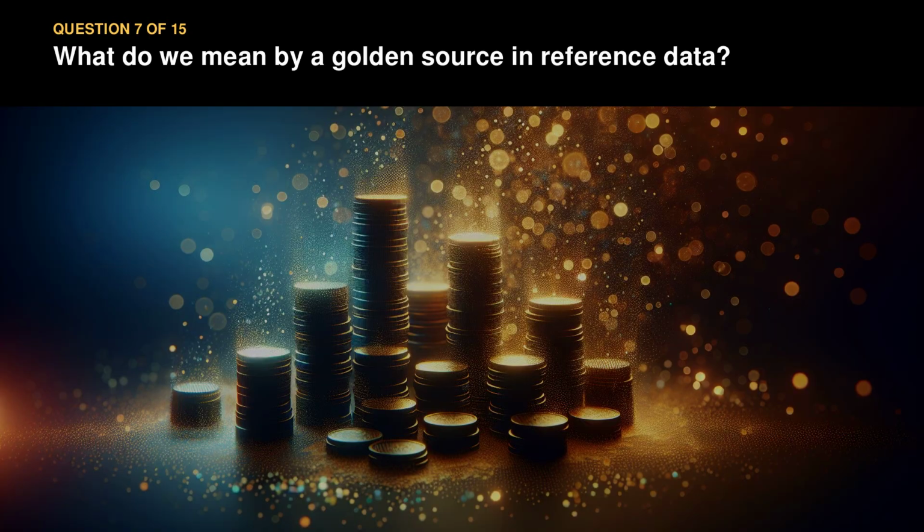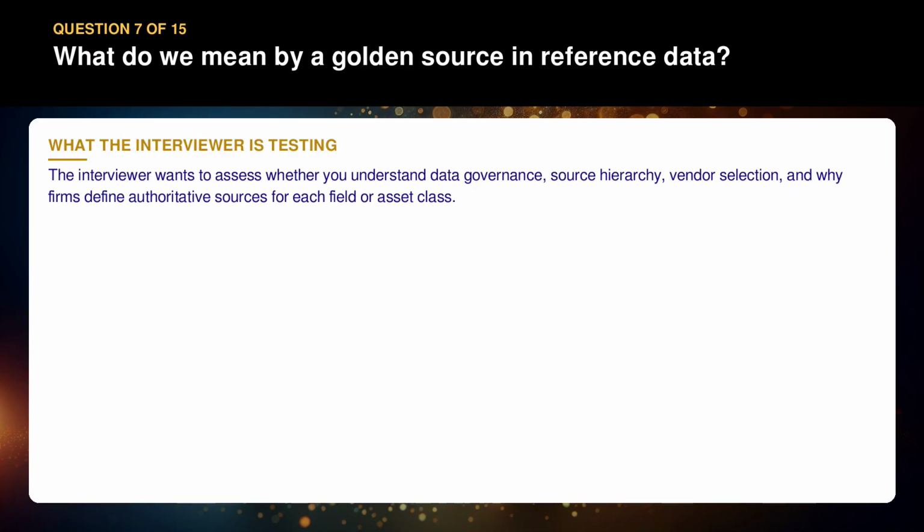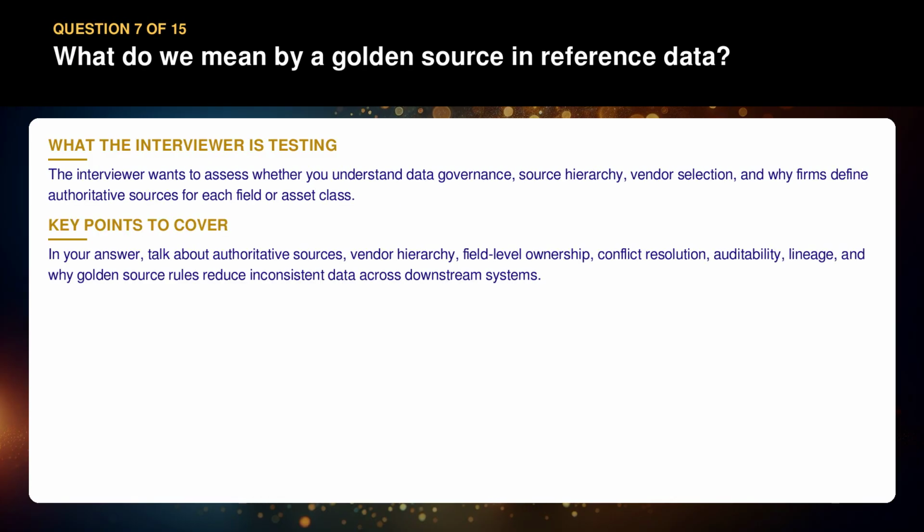Question 7. What do we mean by a golden source in reference data? The interviewer wants to assess whether you understand data governance, source hierarchy, vendor selection, and why firms define authoritative sources for each field or asset class. In your answer, talk about authoritative sources, vendor hierarchy, field-level ownership, conflict resolution, auditability, lineage, and why golden source rules reduce inconsistent data across downstream systems.